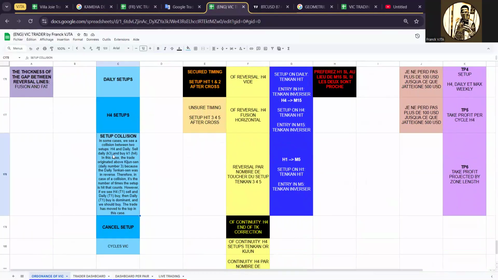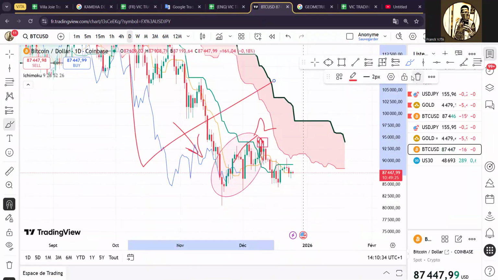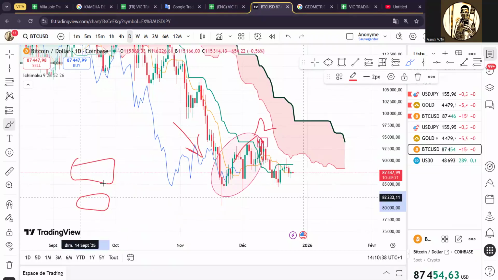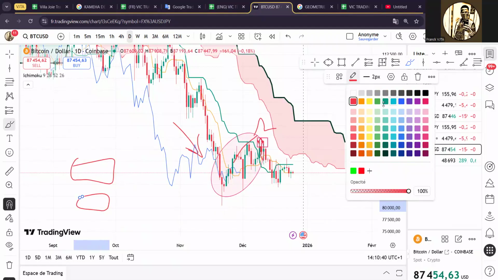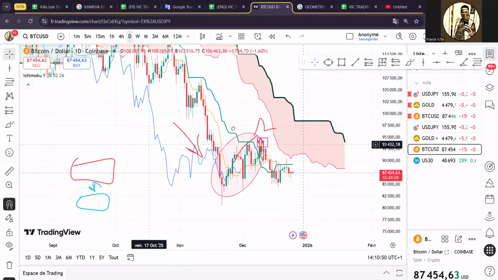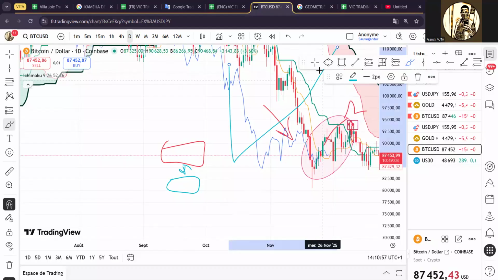That's the setup. You will be afraid of setup collision when there are two setups like this, one on the daily, one on the 4 hour, very close to each other, with a tiny space. You'll be afraid of it. You will be lost, confused, because you didn't just use the Vjta Ishimoku cycle. The Vjta Ishimoku cycle is the elite version of trading. What do I mean?